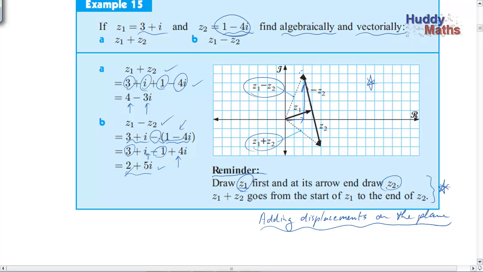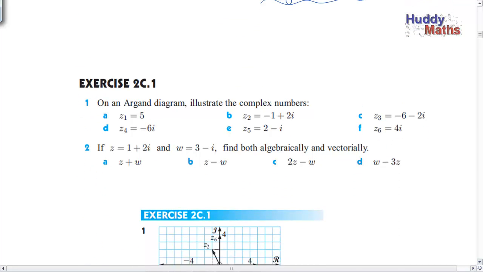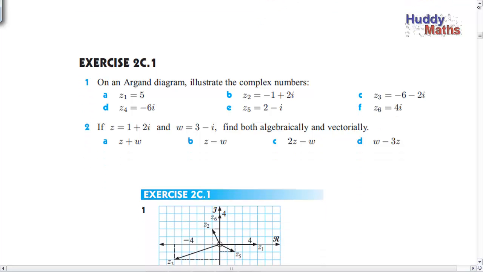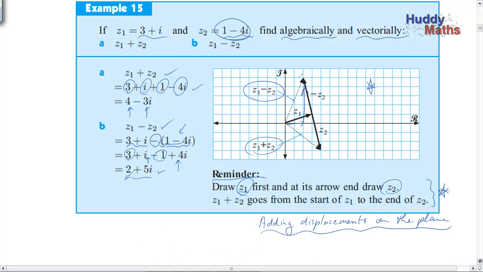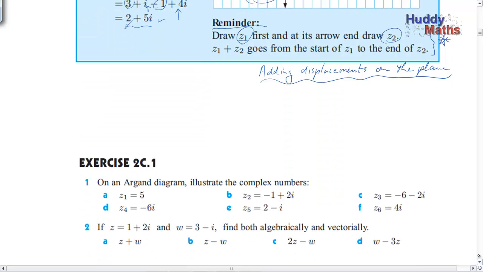Okay, come down and let's have a go and see what you can come up with here. Oops, hang on, I won't show you those for the moment. Let's just come down here and I'll just show you those little ones there. Okay, so here's 2C1. So pause the presentation, have a go slowly through, just reminding yourself to do it algebraically, that is just in real and imaginary parts, and then also drawing vector representations for each of those as displacements on the plane. Okay, I'll show you the answers now.